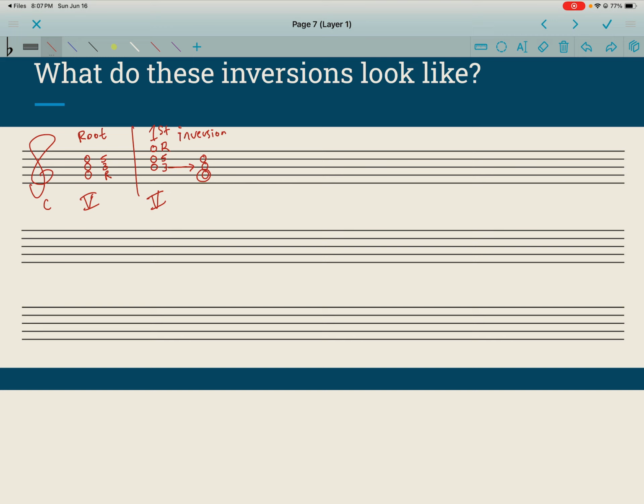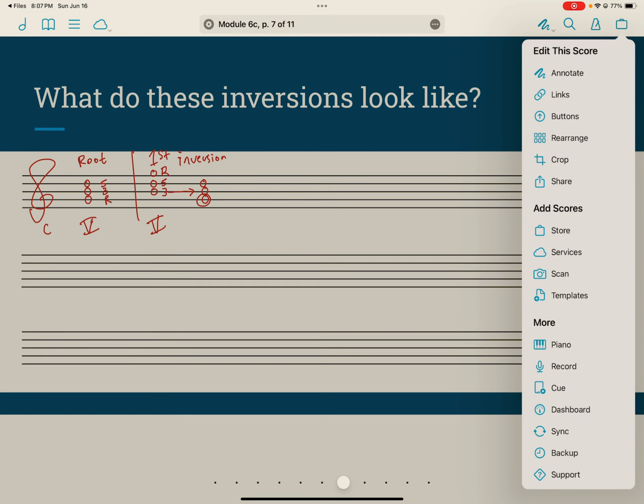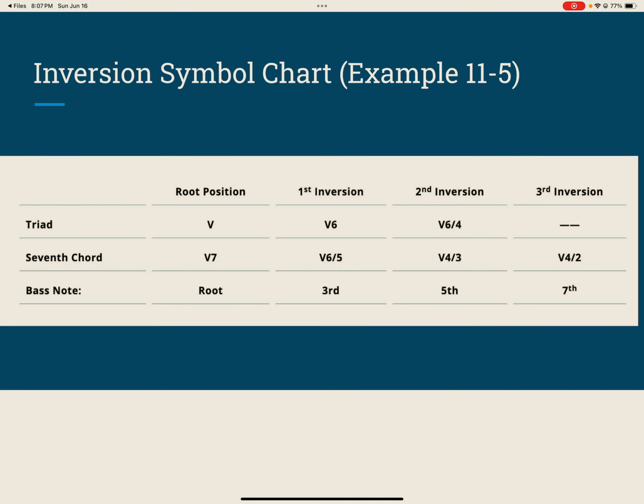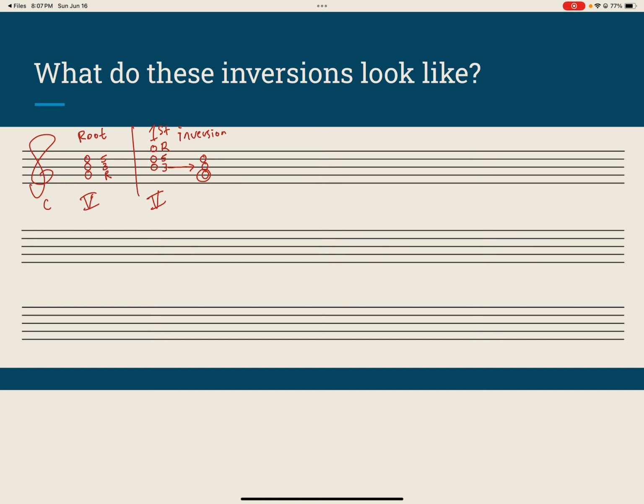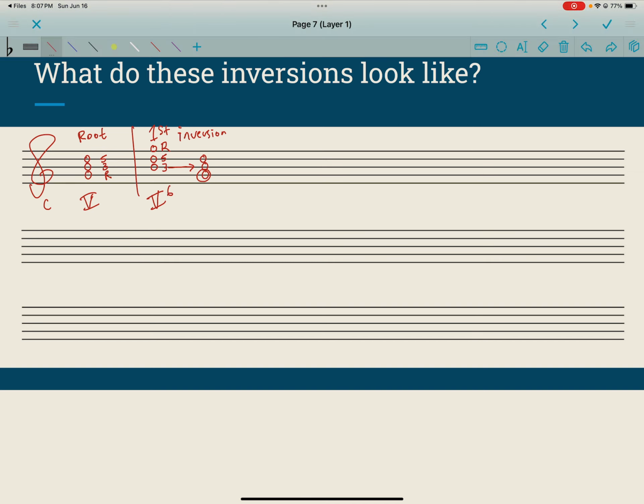And when I write this out, I have this really nifty table that you can use for yourself as well. But I'm going to write a 6 next to it to indicate that my 3rd is in the bottom when I have my first inversion. Essentially, these numbers show the distance between whatever's on the bottom and your top note.